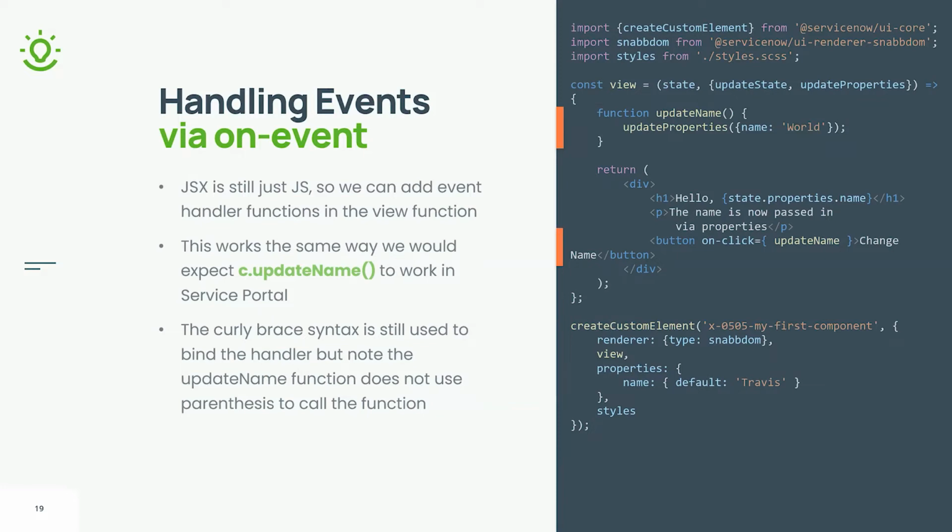And because it's done within the view function, it has access to the update properties co-effect that we passed into the view function. All of this is handled by the SnapDOM renderer and by the overall Now Experience framework. So you just have to plug in the right pieces in the right places, and the rest just fires and works. And of course, you'll also note that we're still using that curly brace syntax. Basically, any kind of dynamic binding that you will use will be done using the curly brace syntax, which makes it really easy to remember.